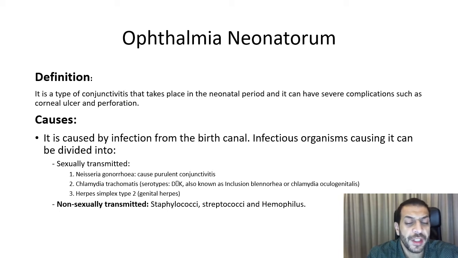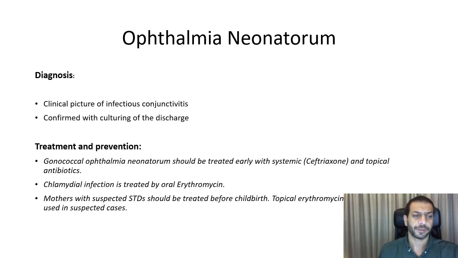Non-sexually transmitted diseases such as staph, strep, and Haemophilus are regular bacteria that can be present in the birth canal and are not sexually transmitted. These types of organisms can cause ophthalmia neonatorum. Diagnosis is again easy. You see a clinical picture of infectious conjunctivitis, which is the injection and the discharge in the newborn child, and you can do a culture to confirm that.